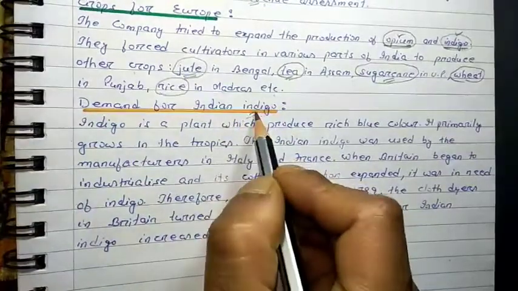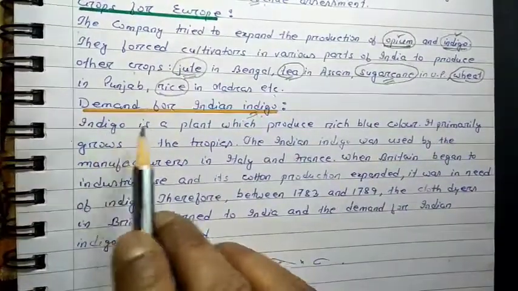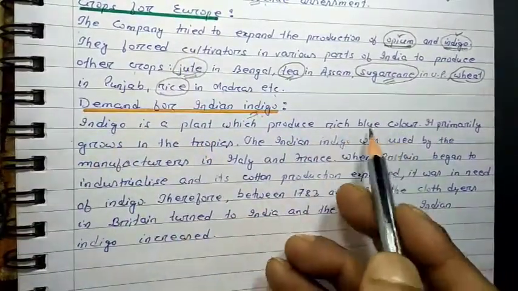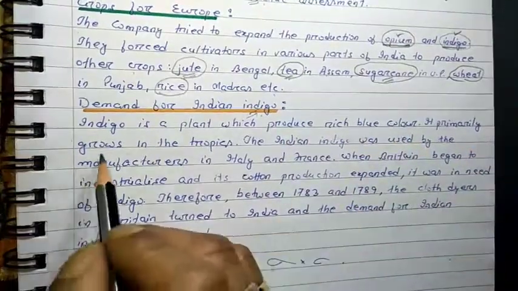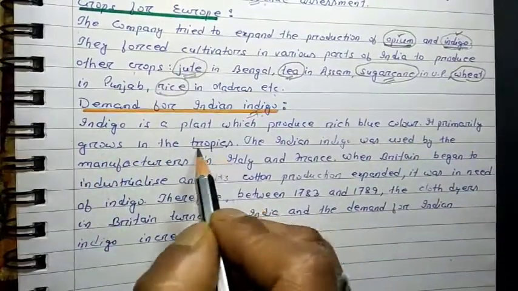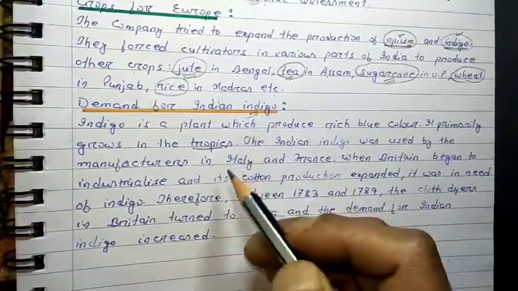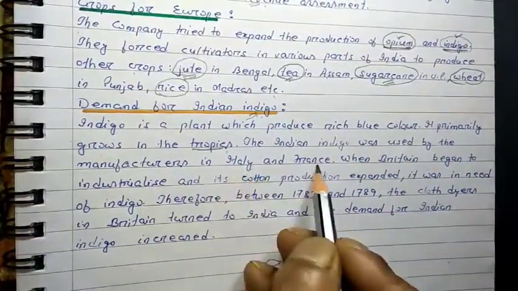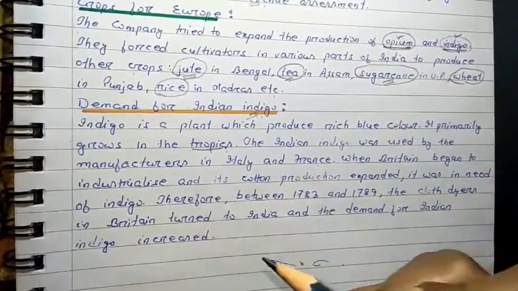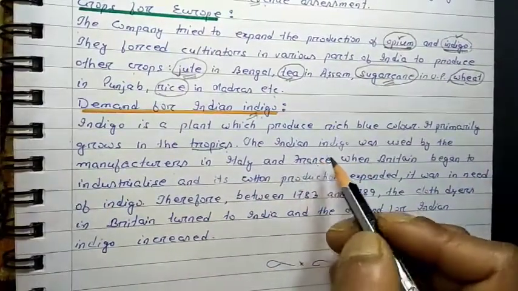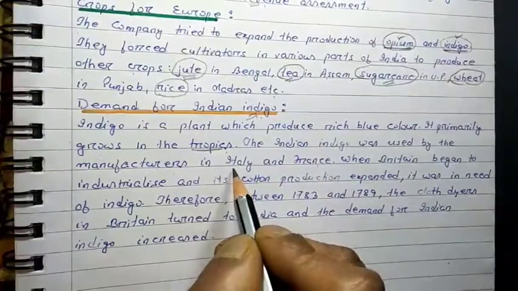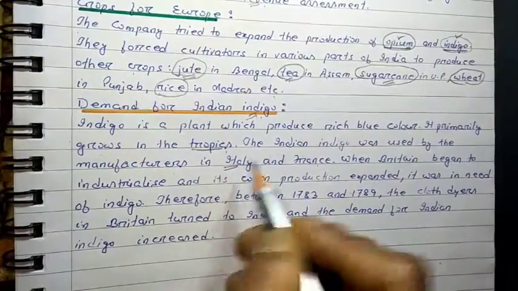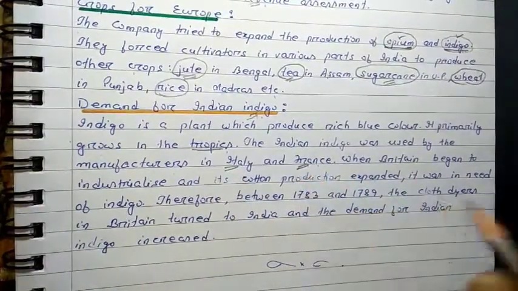Why was Indian indigo in demand? Indigo is a plant which produces a rich blue color. It primarily grows in the tropics, in the tropical region. Indian indigo was used by the manufacturers in Italy and France. When the Indian cultivators cultivated indigo, it was mainly exported to Italy and France.